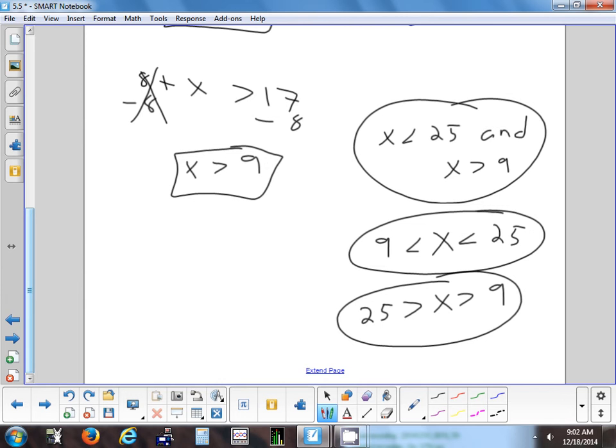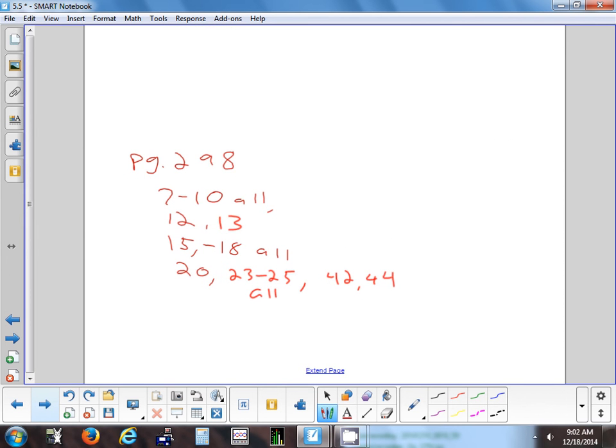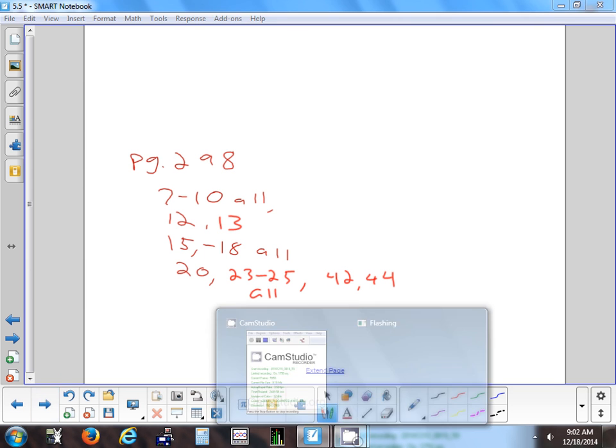All right, so our test tomorrow is going to cover everything from 5.2 to 5.6. Just what we did this week. And the homework on page 298: 7 to 10, all. 12 and 13. 15 to 18, that's all. 20, 23 through 25, all. And 42 to 44, all.